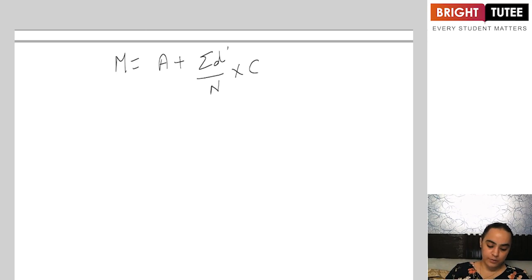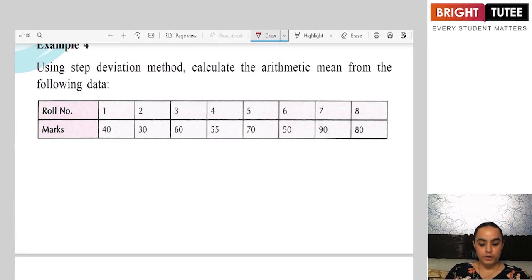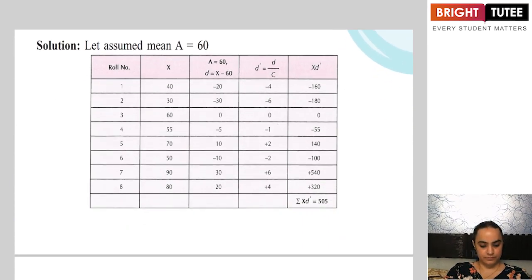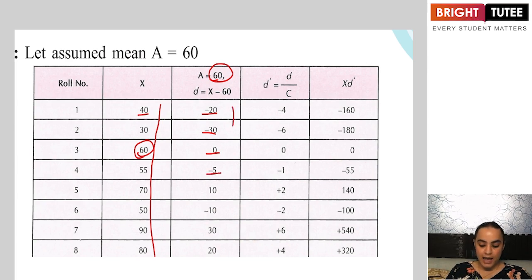Let us look at this question which is given in your book for step deviation method. You are given the marks of the students. So this is your x. So this was my x. I assumed my assumed mean to be 60. I calculated d. d is x minus 60. So 40 minus 60 is minus 20. 30 minus 60 is minus 30, 60 minus 60 is 0, 55 minus 60 is minus 5 and so on and so forth. You got all the values of d.